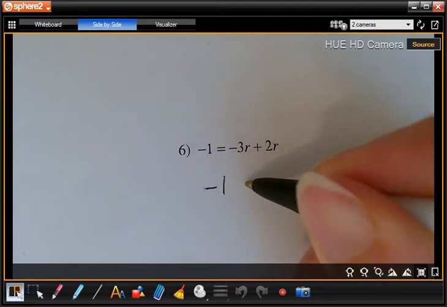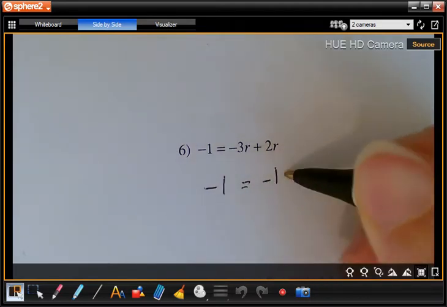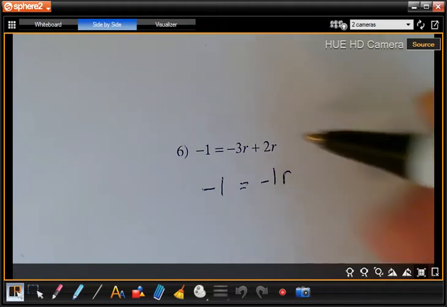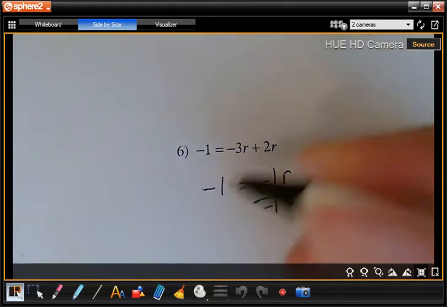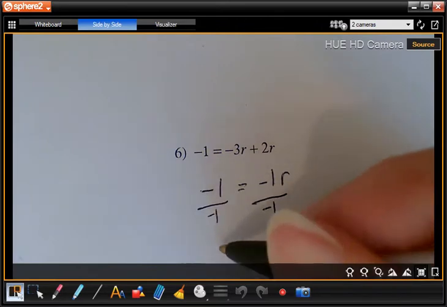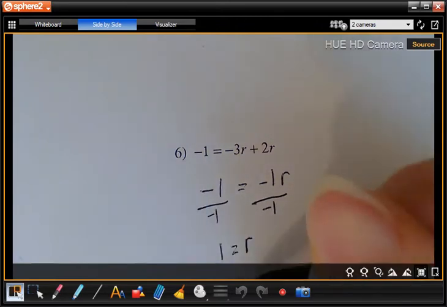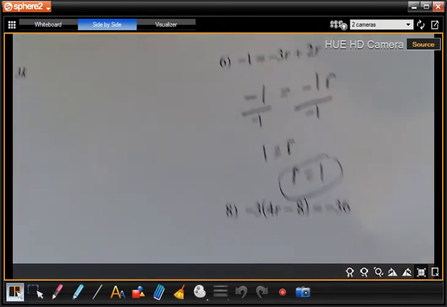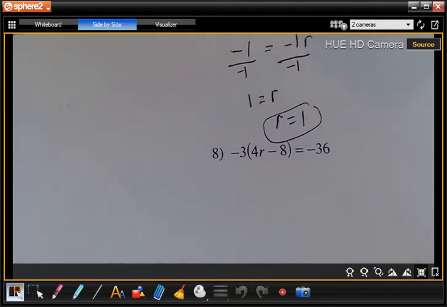So we're going to get -1 equals -1r. -3r plus 2r gives us -1r. And then we simply need to divide. And 1 equals r, or you can flip it around to r equals 1. Either way is fine.